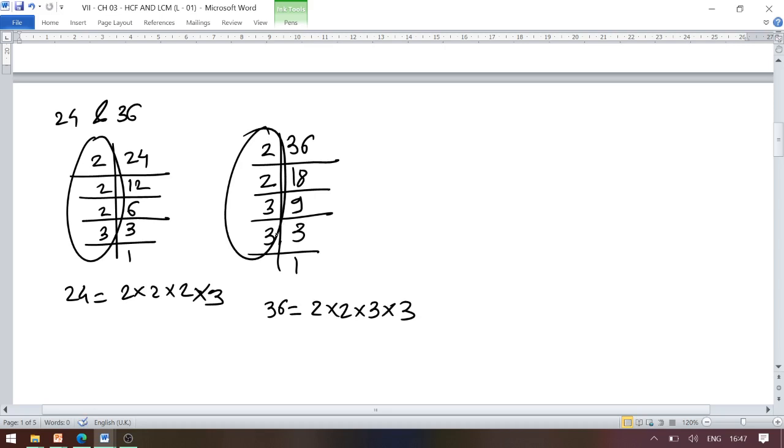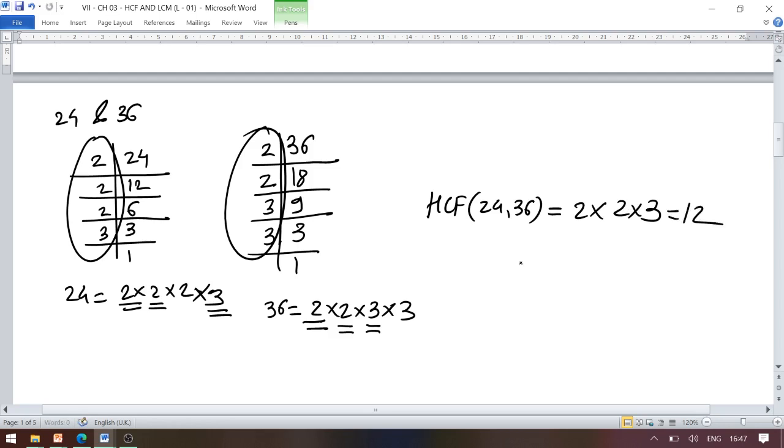Among them, which are the common primes? We have 2, 2 and one 3. So the HCF of 24 and 36 is given by 2 into 2 into 3. 3 2s are 6, 6 2s are 12. So the HCF of 24 and 36 is equal to 12.